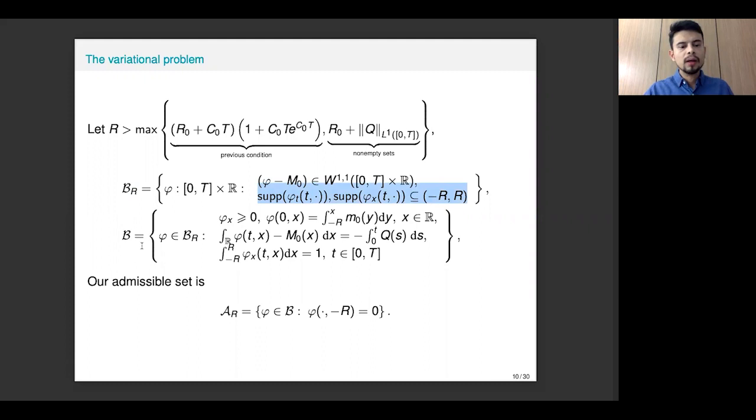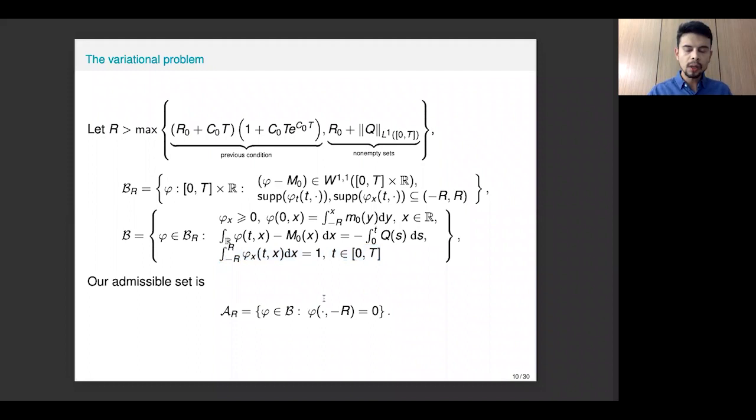In the next set, we select the functions in the previous set that also satisfy, for instance, this density constraint. It's non-negative. That also satisfies this condition. Notice that this initial condition is different, because here I was asking for this to be in W^{1,1}, but here I'm asking to satisfy the condition at the initial time. And finally, the next one is the balance constraint, the one you saw before, but now using the cumulatives. And finally, the constraint that says, which we know, that when you take the derivative with respect to x, remember this represents the measure m, and it must be a probability measure.